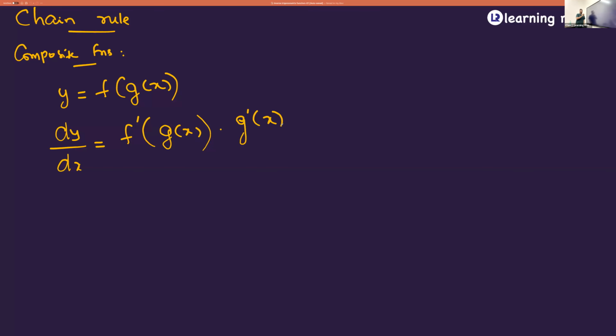See, this looks similar to the product rule, but it's not. I've seen people getting confused between both. Product rule is a function multiplied with another function, so you will have u into v dash plus v into u dash. Here, you will take the derivative of the outside function first. For the outside function, the value of the independent variable will be the inside function itself, multiplied with the derivative of the inside function. So this is the concept.